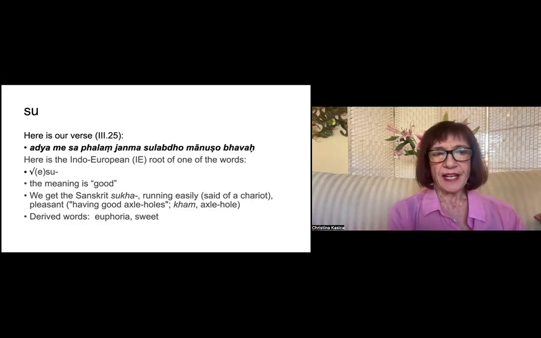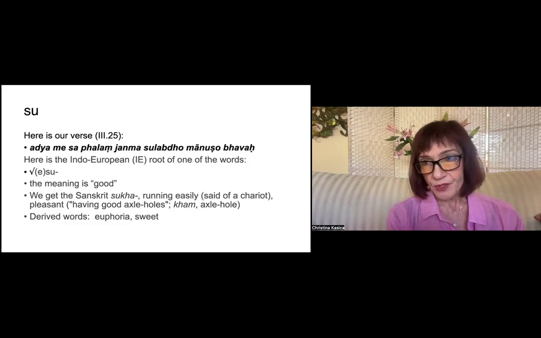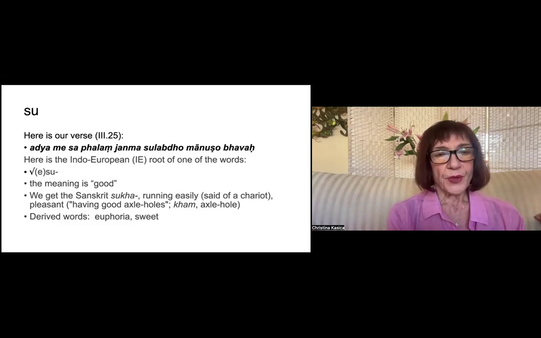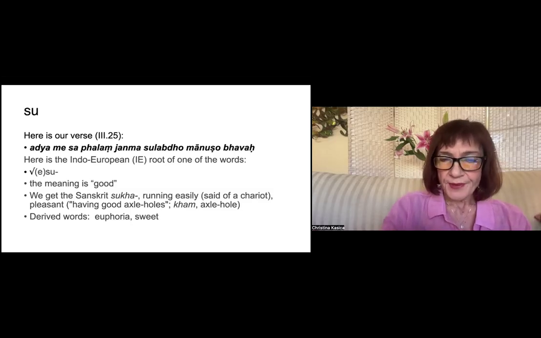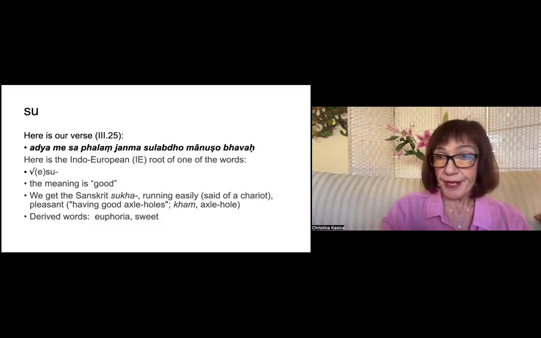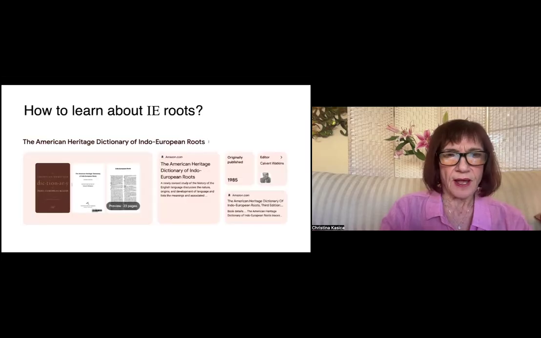Now, some words in English that come from su, and you can see here that sometimes we lose the S and sometimes we keep it, are euphoria and sweet. The Greek word derived from Indo-European for good is EU. The Sanskrit word derived from esu, good, is su. So that's just a taste of Indo-European roots. Let's go to the next slide.